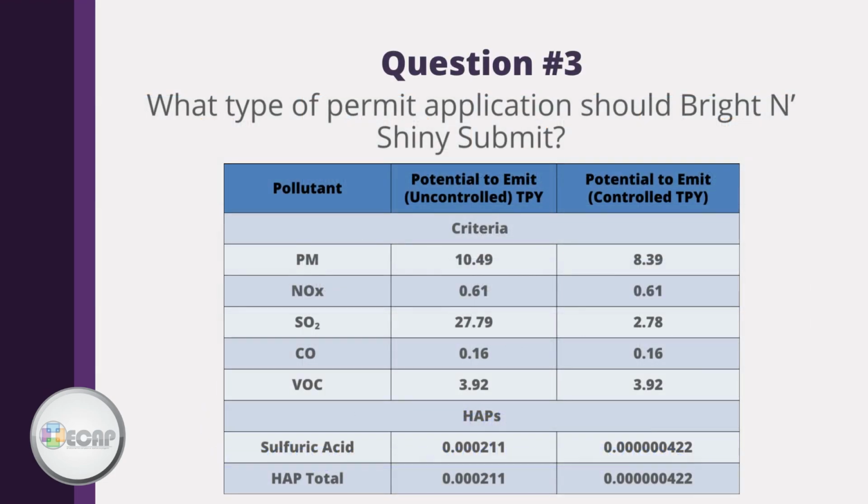This slide shows us the PTE for the facility. Both controlled and uncontrolled levels of applicable pollutants are listed. We can see the amount of air pollutant, along with total hazardous air pollutant levels. Notice the PTE is in tons per year. Paying attention to units is crucial for accurate PTE calculations, and you always want to report emissions in the units the Division of Air Quality is asking for.